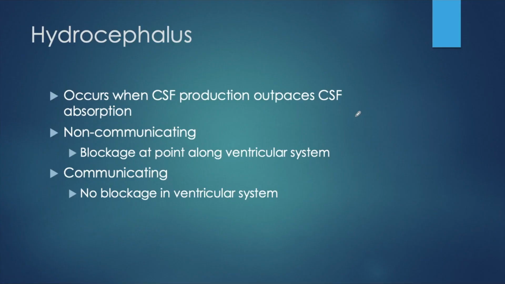We'll end with hydrocephalus. You probably remember talking about hydrocephalus during anatomy last year. There are two types of hydrocephalus, non-communicating and communicating. Non-communicating hydrocephalus occurs when there is blockage in the path of normal flow of CSF, such as at the foramen of Monro or the cerebral aqueduct.